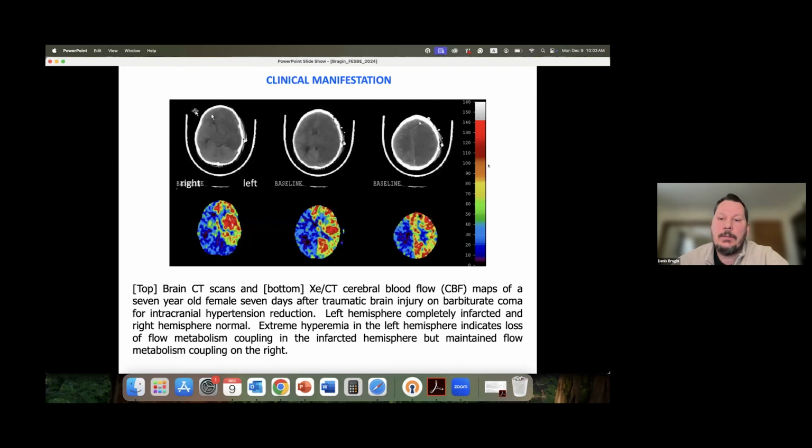You can see the MRI of the girl under the barbiturate coma with infarcted left hemisphere, and despite the barbiturate coma, you can see a very high flow velocity of blood flow volume in the infarcted hemisphere, which should not be like that.